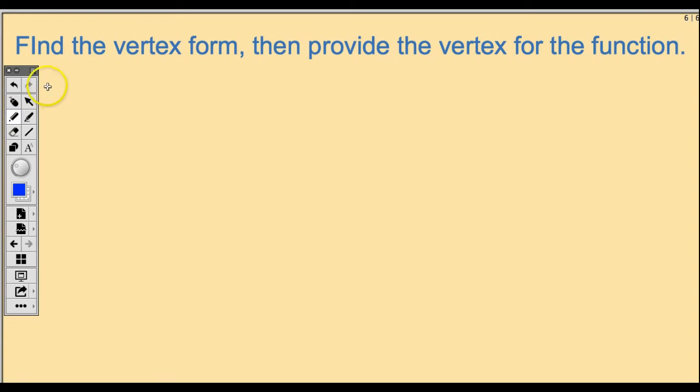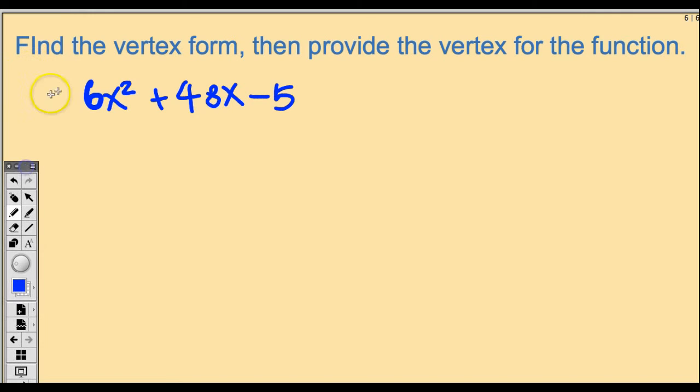Uh-oh, why isn't it writing? There you go, 6x squared plus 48x minus 5. And so that's the function, okay, where you have to find the vertex form. So let's go ahead and do this, okay?